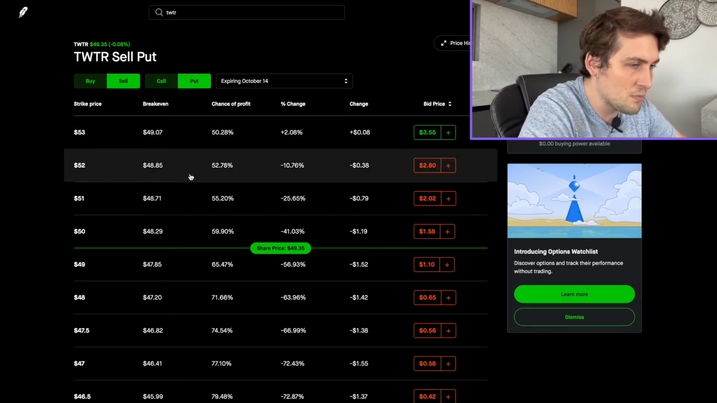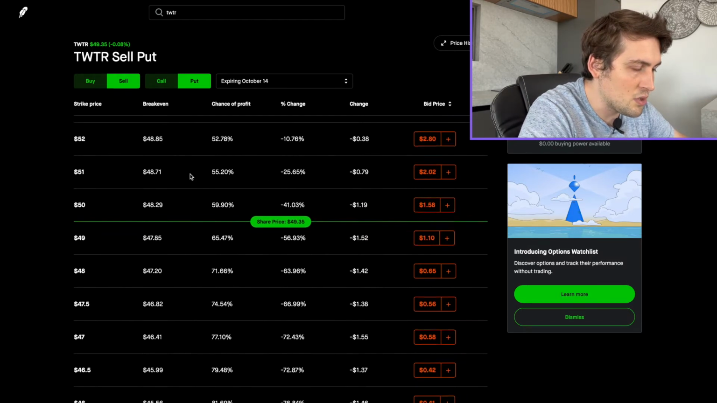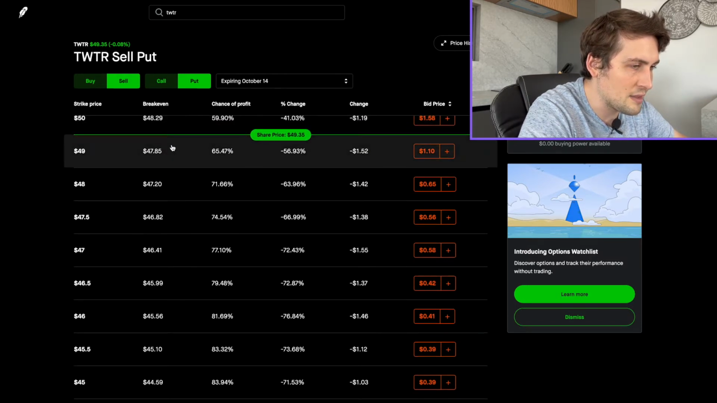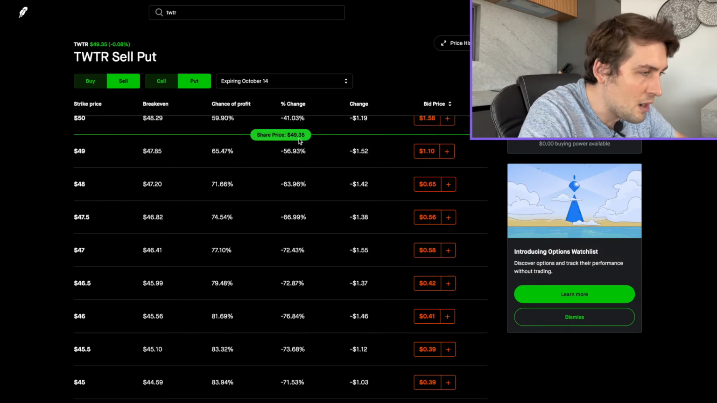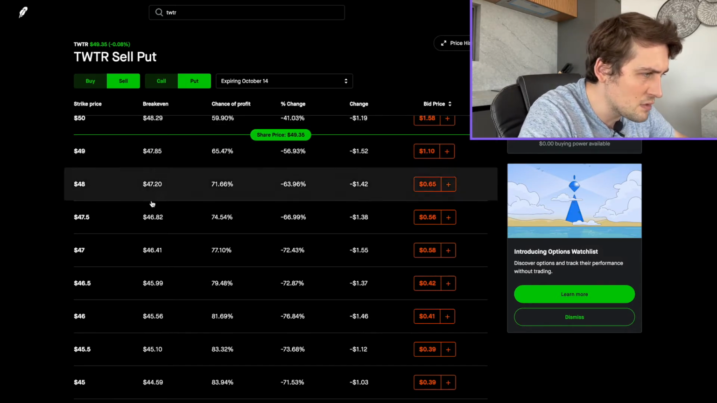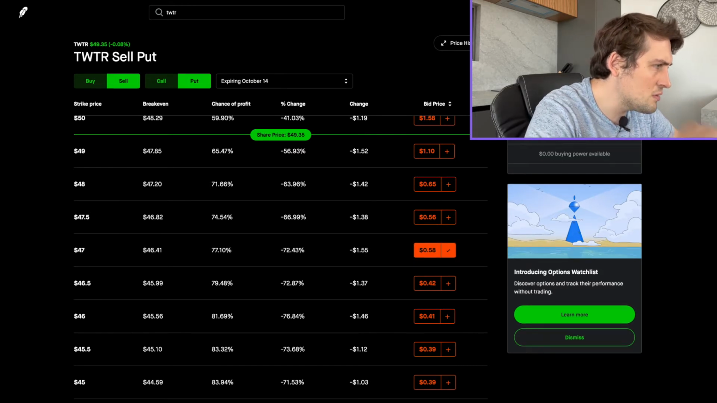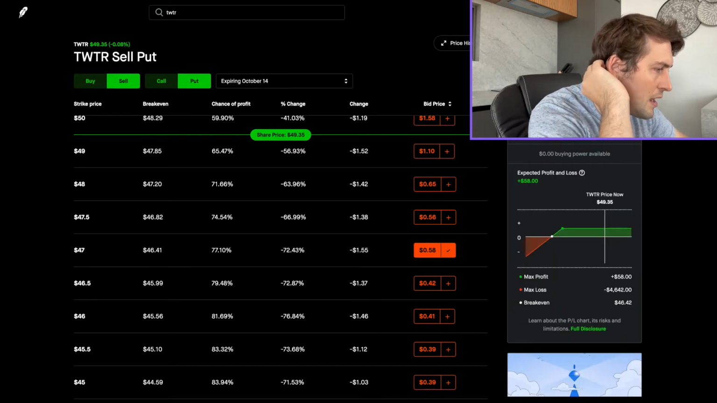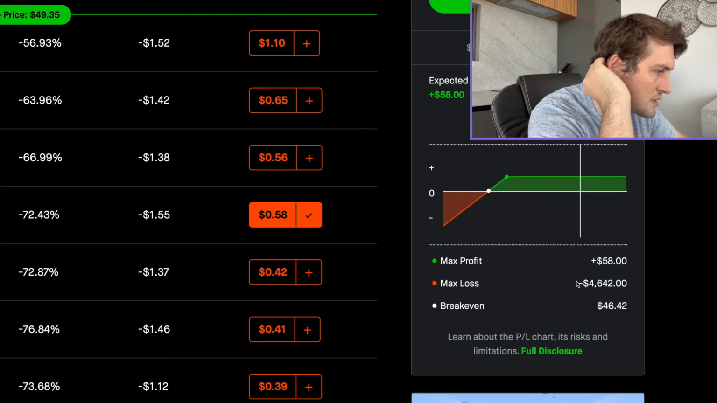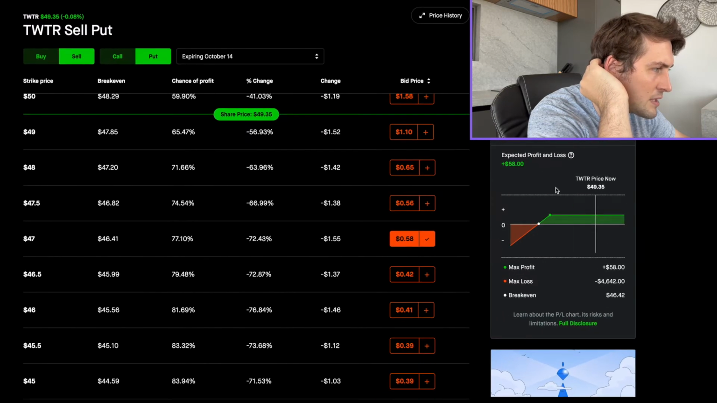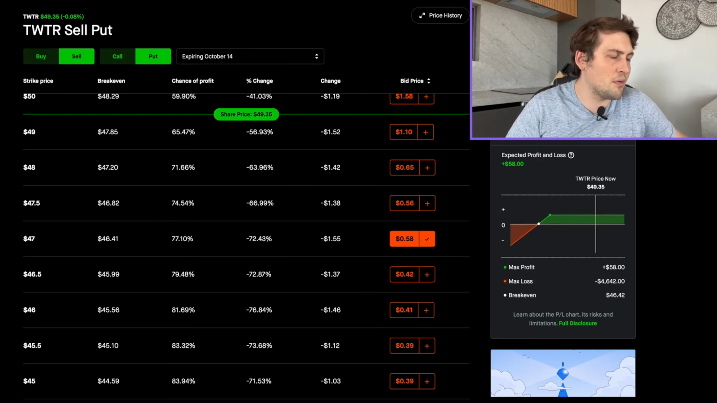But anyhow, this would be a short put spread. So you would most likely select a contract that is out of the money. Right now, Twitter's at 49.35. So let's say you select 47. Okay, so you do that. Now it's a short put, and you can see here your max loss is $4,600. The reason for that is you're taking this 47 price times 100, and subtracting the credit you're receiving.